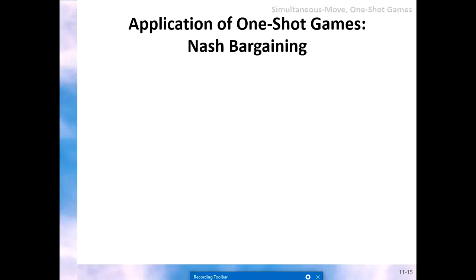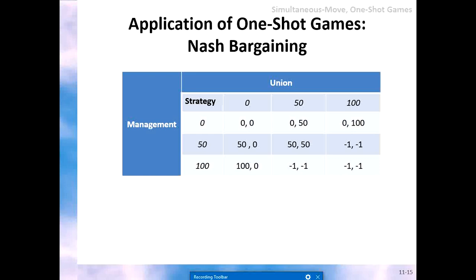Now we go to Nash bargaining, and this is mostly applicable for worker unions. So let's say there is a management and there is a union. Let's say we have 100 ringgit, and this 100 ringgit should be divided between union and management. We assume for simplicity that the 100 ringgit is either divided 50-50 or taken all. So the union can get half, 50, or take all, or doesn't take anything and gives it to the management.